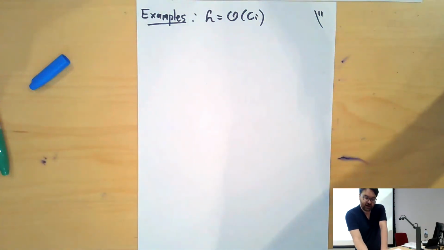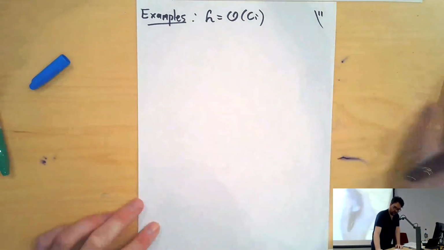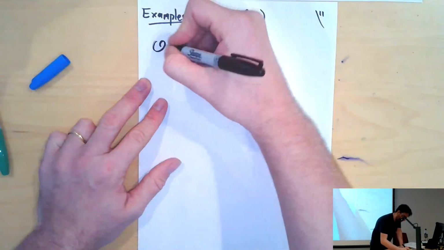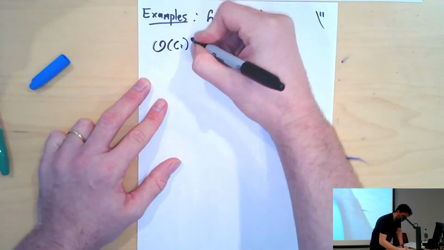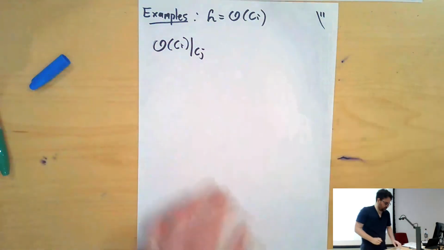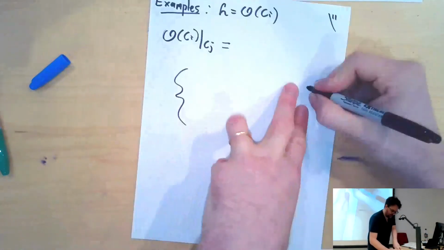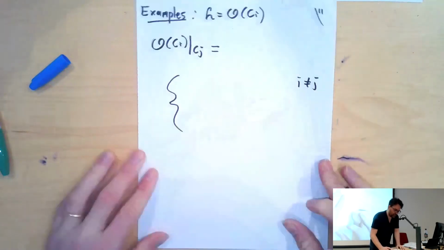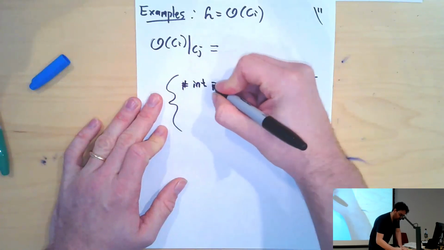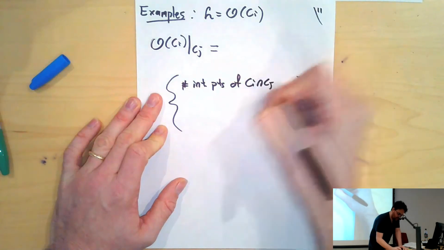X is two-dimensional, so a component of the special fiber is one-dimensional and is a divisor. So this curve is a divisor. And so let's calculate: if I take O of Ci and restrict to Cj, that's what we need to do to specialize. Okay, there are two cases. If i is not equal to j, this is just the number of intersection points of Ci intersect Cj.